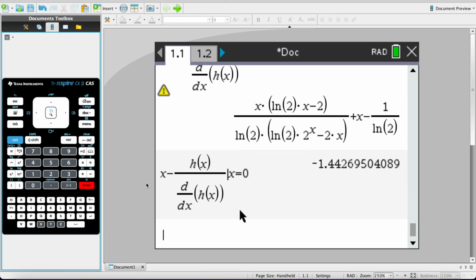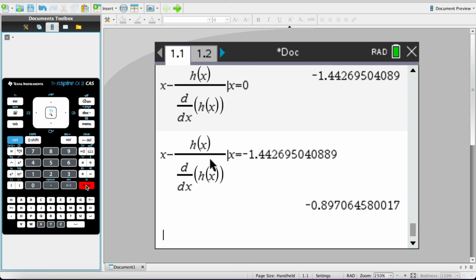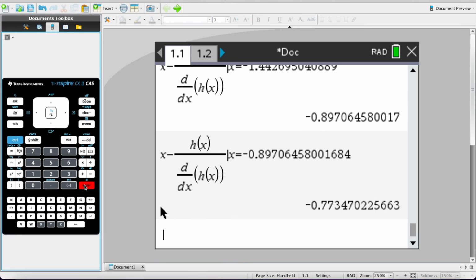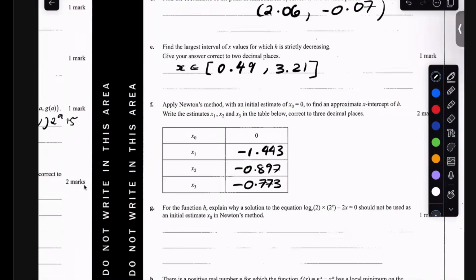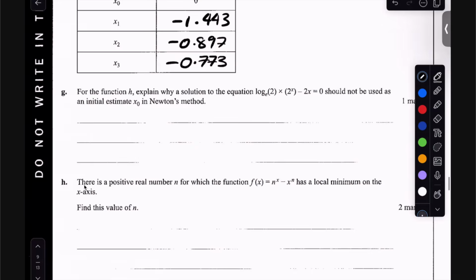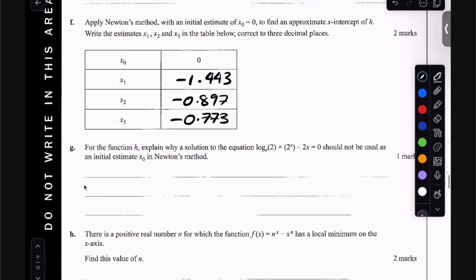So the first thing you're writing in is negative 1.443 to 3 decimal places. Then you just enter this down, enter that. The next one you're writing is negative 0.897. And then the next one you're writing is when you sub in this value, which is negative 0.773. I've just written that there. Then it says, for the function h, explain why a solution to the equation should not be used as an initial estimate x0 in Newton's method.